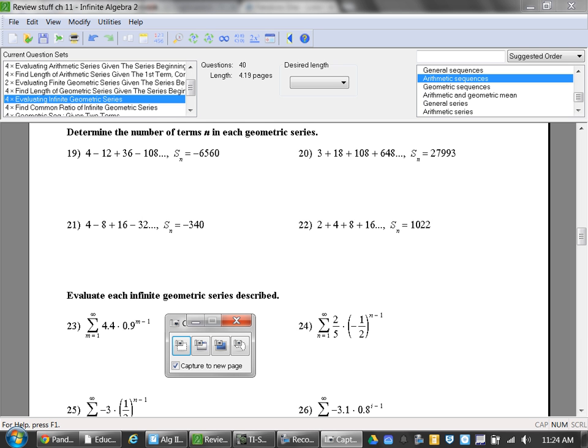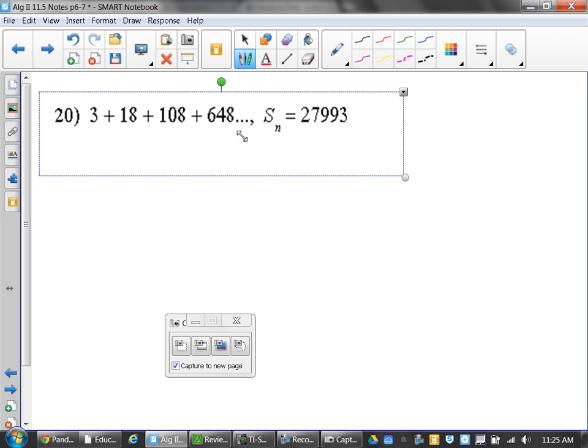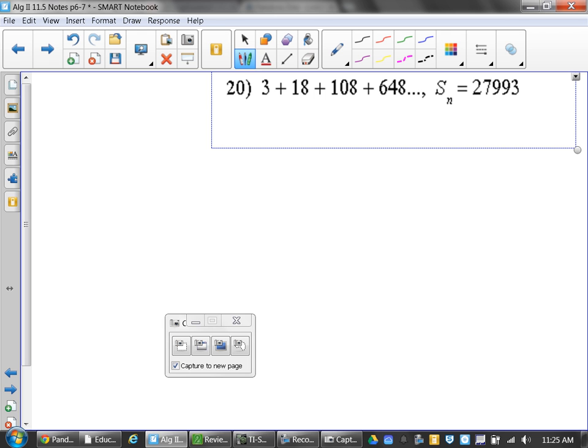Number 20, I want to review with you guys how you set up and solve for n in both the geometric and the arithmetic sequence style. Or a series, excuse me. In number 20, they're talking about a geometric series. And what they're asking you here is find n, which means how many of these in this series would I have to add together to make it equal to 27993? Well, we were already told it's geometric, which means I have to use the geometric series formula. So which one is that? The bottom one, the one that has the r in it.